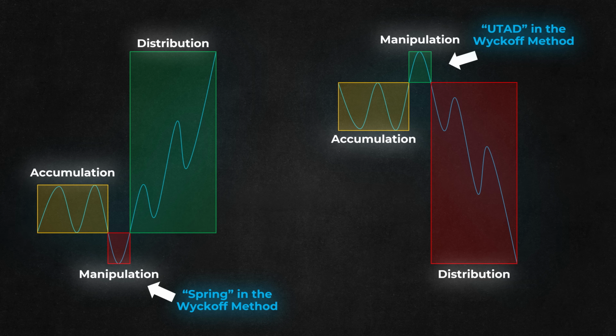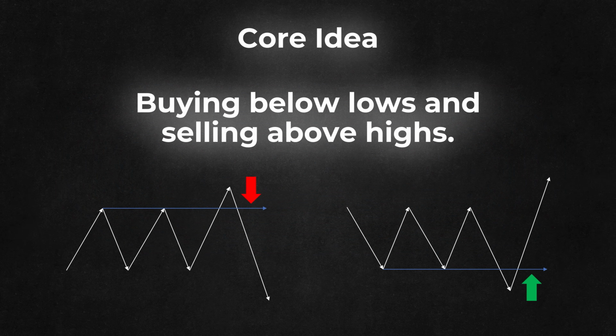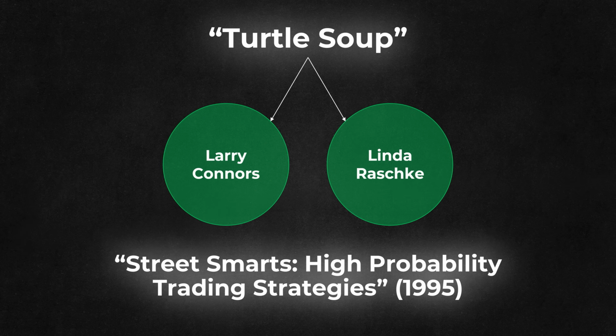Let's now talk about what ICT traders call turtle soup. Turtle soup is yet another concept built on the idea of manipulation of market structure. The basic idea is to buy below old lows and sell above old highs. The term turtle soup was coined by the traders Larry Connors and Linda Raschke, and it was a strategy published in the book Street Smart's High Probability Short-Term Trading Strategies.